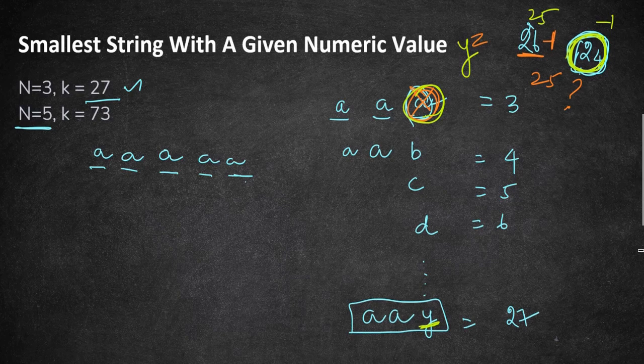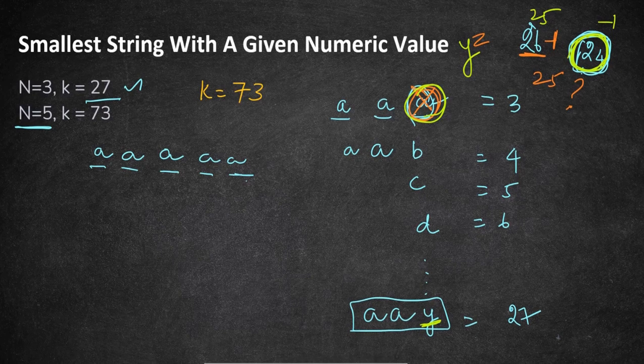So now k is equal to 73. As I said, we have added 5 a's, which sums up to 5 for now. So let us subtract 5 from 73, which will give you 68. Why are we subtracting 5? Because we have the sum of 5. So we have to add 68 more to this string.